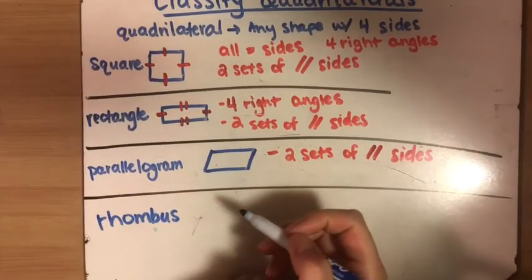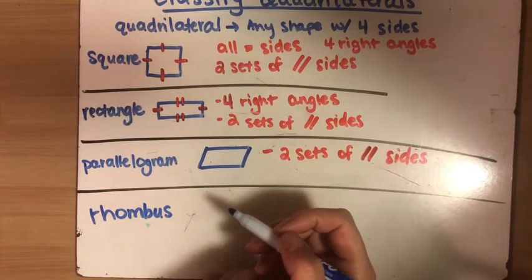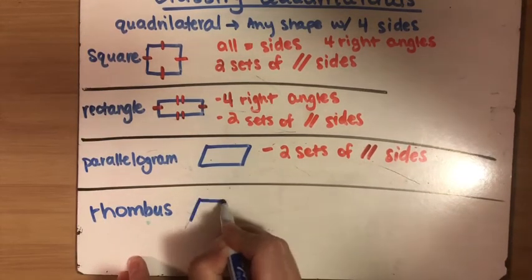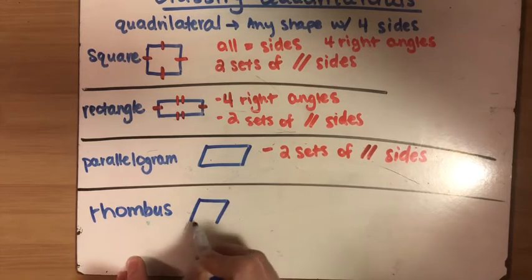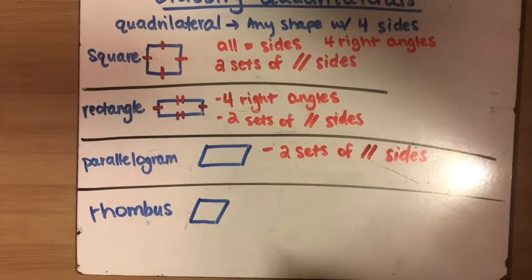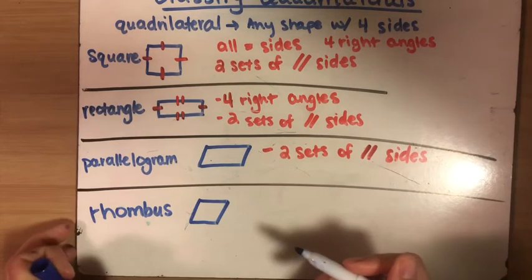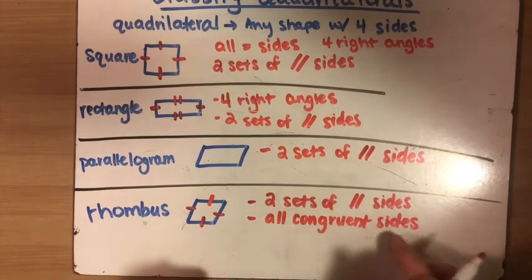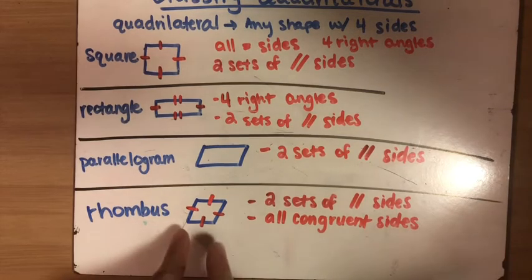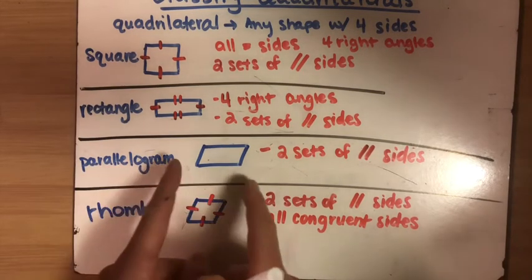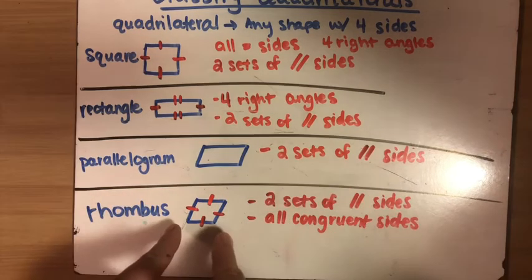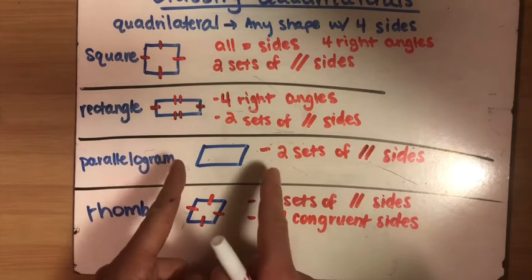The next one we have is called a rhombus. So a rhombus is a special type of parallelogram. A rhombus is a parallelogram with all equal sides. So it has two sets of parallel sides and it has all congruent sides. So a rhombus can fit into the category of parallelogram because it has two sets of parallel sides. So a rhombus is basically a special type of parallelogram.